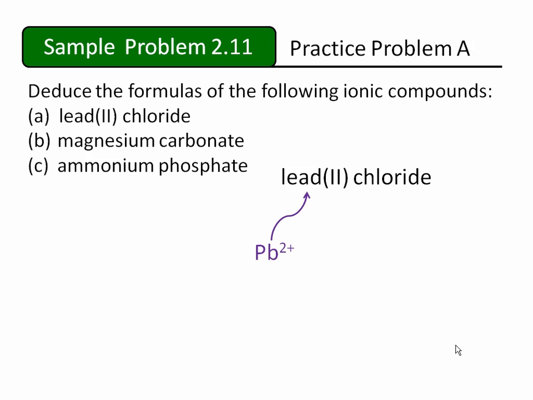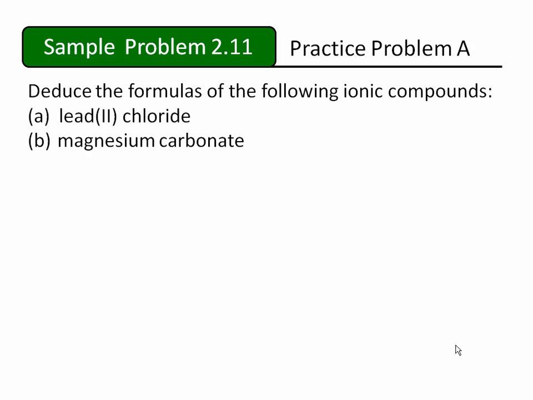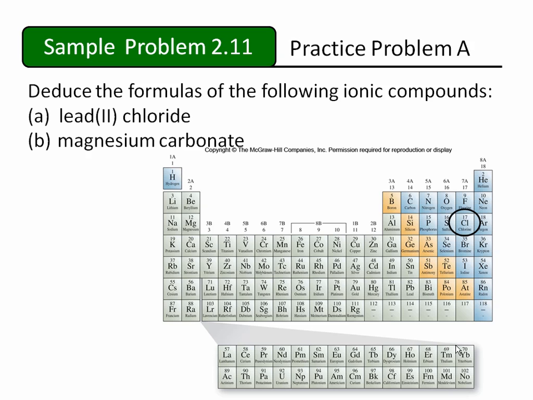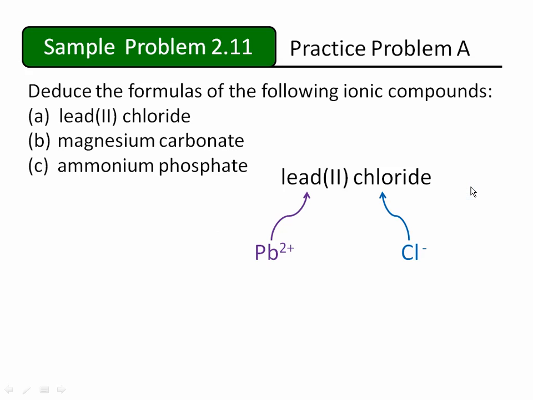Our anion name is chloride. This has an IDE suffix which indicates that it is not a polyatomic ion. We'll have to refer to the periodic table to determine the charge on chloride. The chloride anion comes from chlorine, found here on the periodic table. We know that elements in this group, 7A, commonly form ions with charge of -1. In this case, the symbol for the anion will be Cl with a charge of -1.